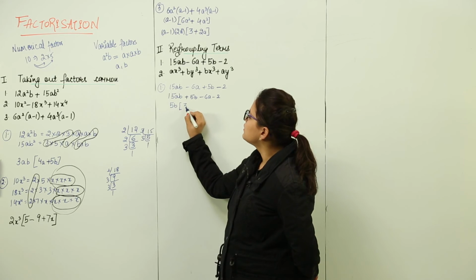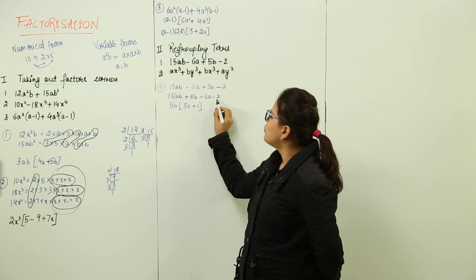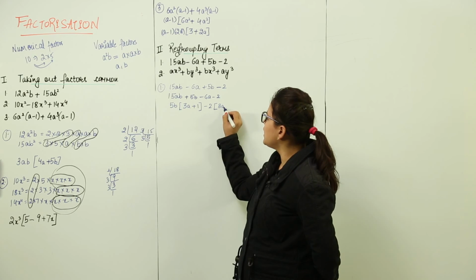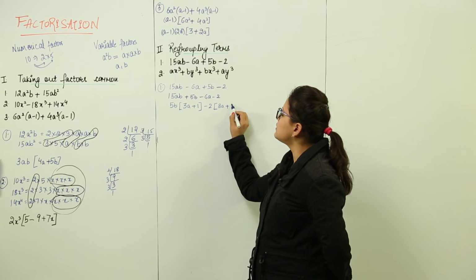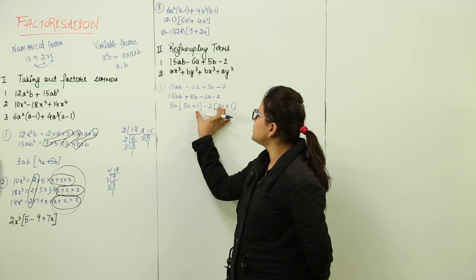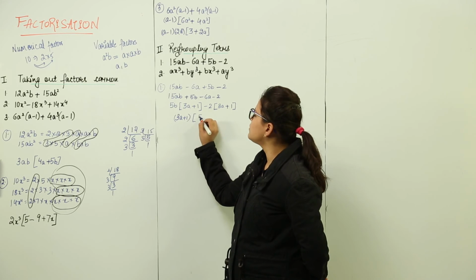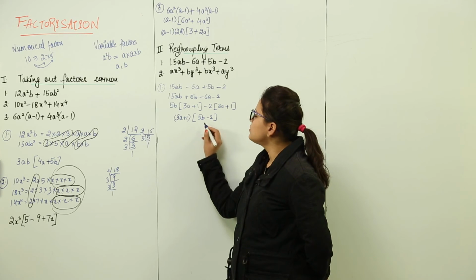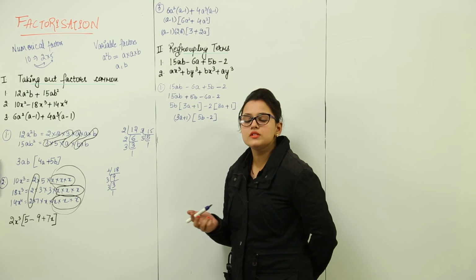What do we have here? 3a, and we are left with 1 on this side. In both these terms, we have minus 2 common. Here we are left with 3a, and because we have taken out minus common, we will have the plus sign here and 1. Further, both these terms have 3a plus 1 common. So I will write 3a plus 1 common to both, and what are we left with? 5b on this side and minus 2 on this side. So is there any further possibility of solving? No, because we do not have any further factors common.